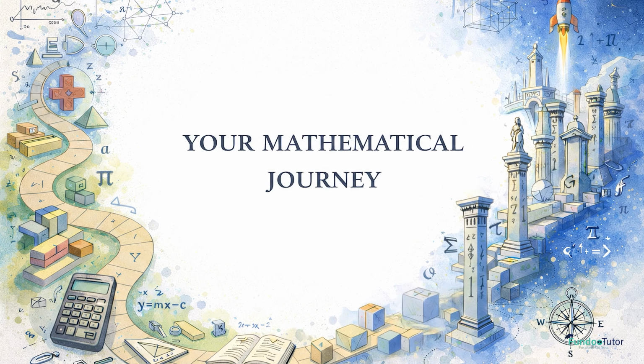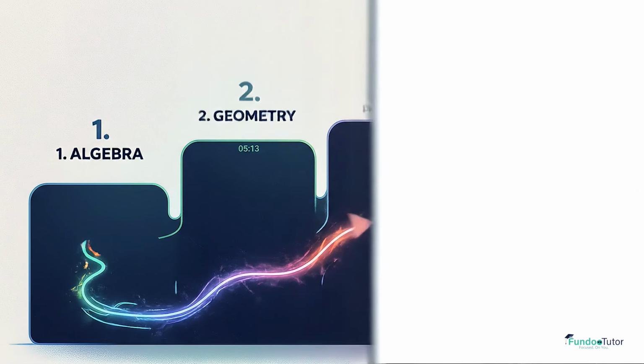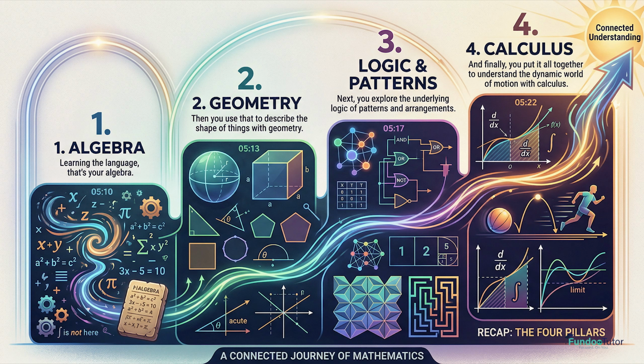So, there you have it. What probably looked like a long, random list of topics now has a clear structure, right? You're on a journey, moving through these 4 pillars of mathematics. Let's just quickly recap. You start by learning the language, that's your algebra. Then you use that to describe the shape of things with geometry. Next, you explore the underlying logic of patterns and arrangements. And finally, you put it all together to understand the dynamic world of motion with calculus.